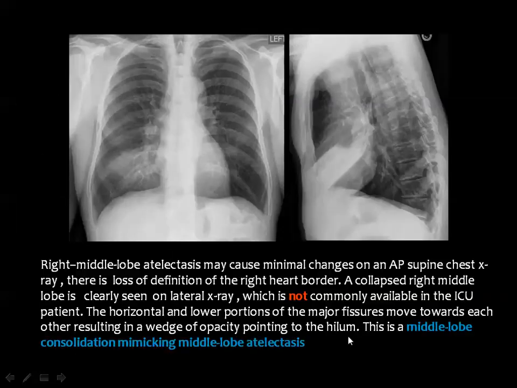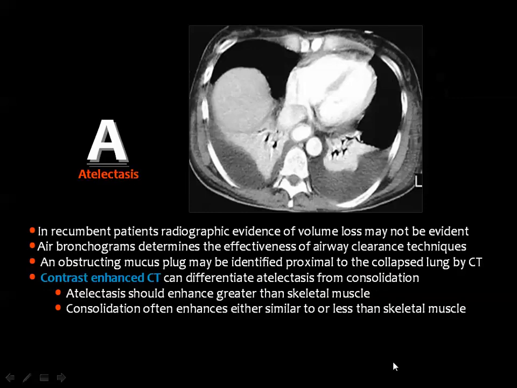And here you can see a left lower lobe area of consolidation in the lateral view, which is not commonly available in the ICU unit. You got this opacity confined to the lower lobe. There is some displacement of the fissures, but the lobe is not totally collapsed. Then you call this middle lobe consolidation, which may simulate atelectasis. Then the CT scan will show the compression and atelectasis of the lower lobes because of the pleural effusion in this case.